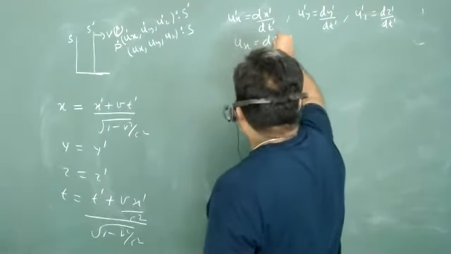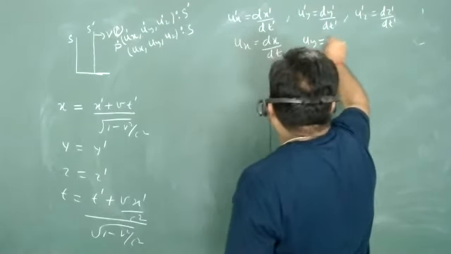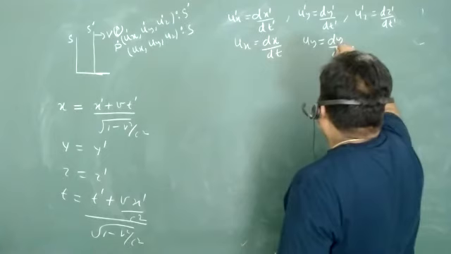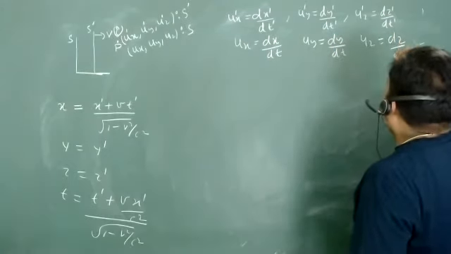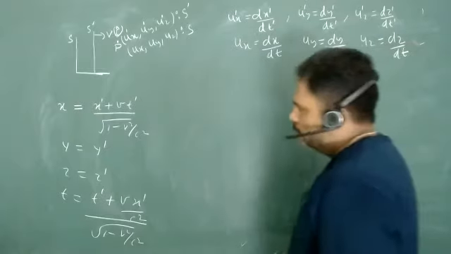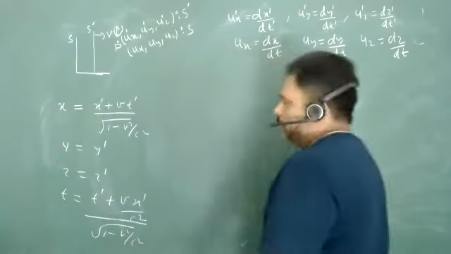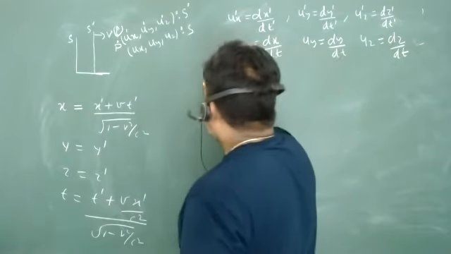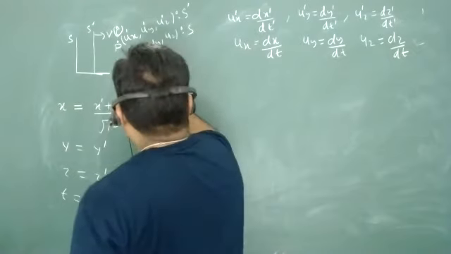This ux is nothing but dx upon dt. What is uy? This uy is nothing but dy upon dt. uz is nothing but dz upon dt. Now, let's try to play with this equation. How can we play with it? Let me use this space also.